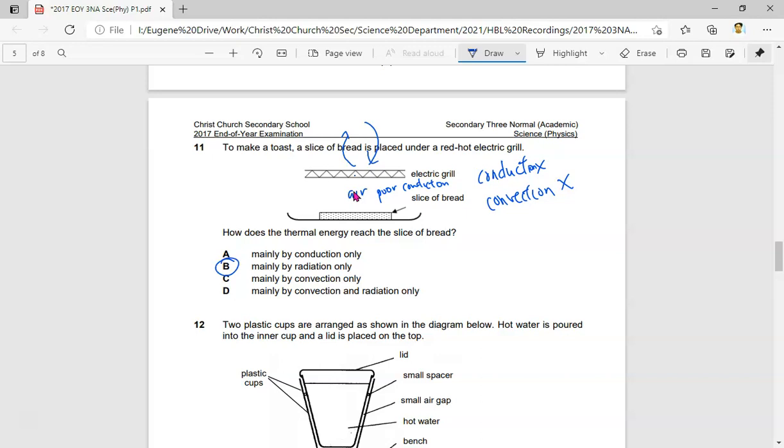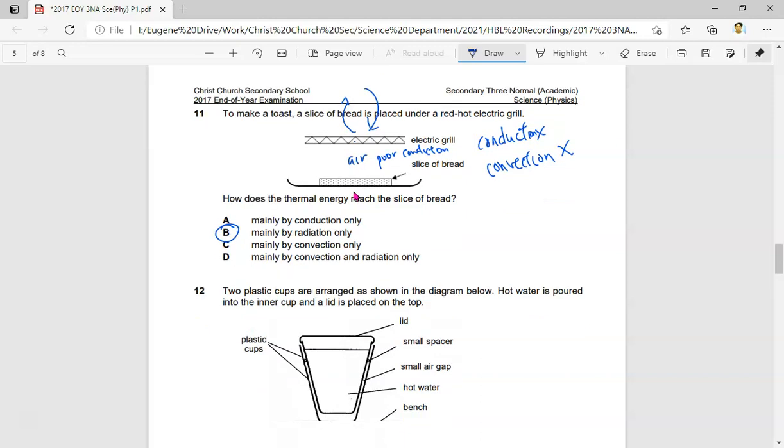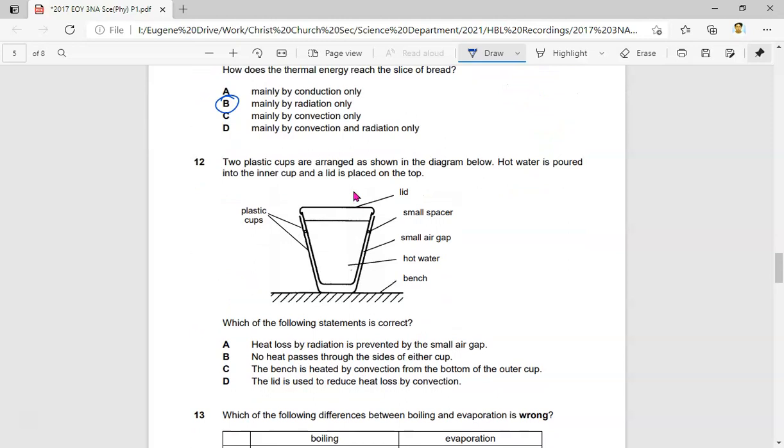So 11 is actually mainly radiation. Next, question 12. Two plastic cups are arranged as shown in the diagram. Hot water is poured into the inner cup and the lid is placed on top. So I got a hot one here and the lid is placed on top. Which of the following statements is correct?